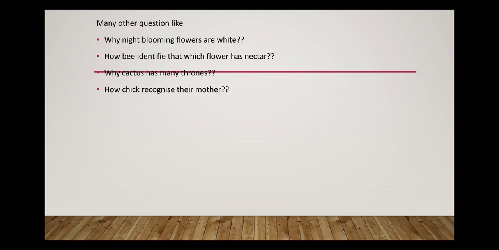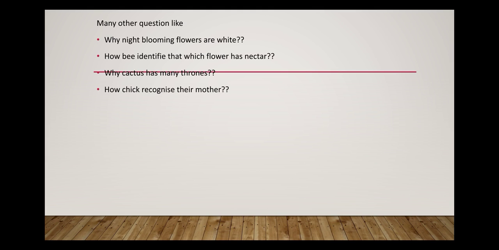Then the other question is, how do bees, that is honeybees, identify which flower has nectar? Mainly honeybees identify the flower by their scent, because every flower has a particular substance in its scent, and from this scent or smell honeybees can identify whether this particular flower has nectar or not. Then the other question is, why does a cactus have many thorns? So cactus is a xerophytic plant. That is, they can live in desert conditions where the water is very low. So to maintain their water level, they convert their leaves into thorns. And in this way, they can save their water.